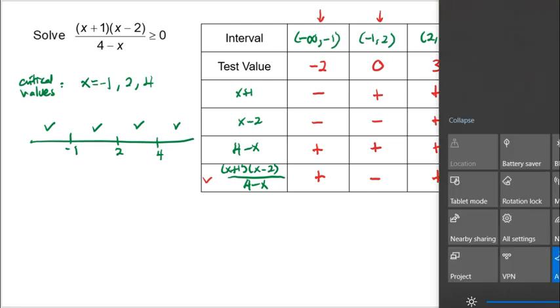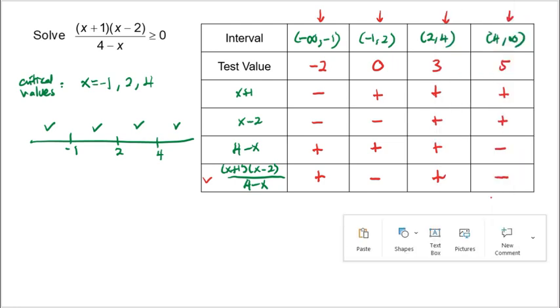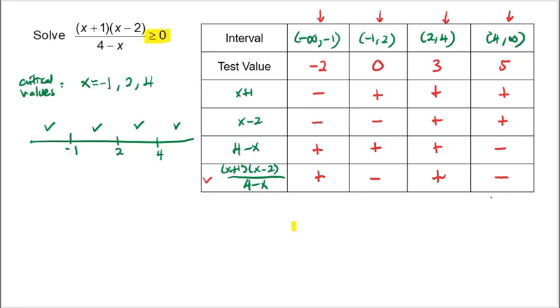This one will give you a negative, this one a positive, and this one a negative. Now the question asks you to consider the part where it is greater than or equal to 0. Therefore we need to consider the positive parts only, so it's here. So these are the intervals. Our final answer will be -infinity, of course not included, until -1. But is -1 included?